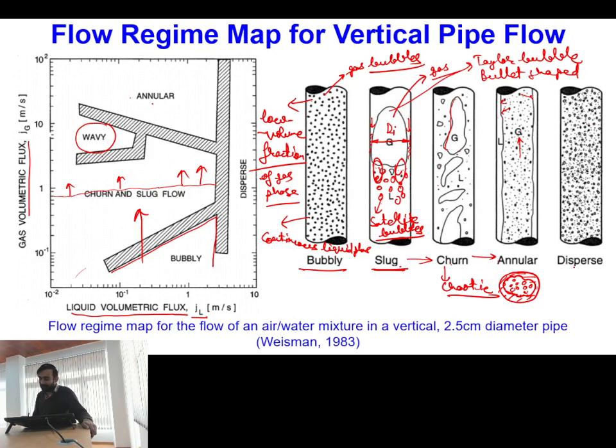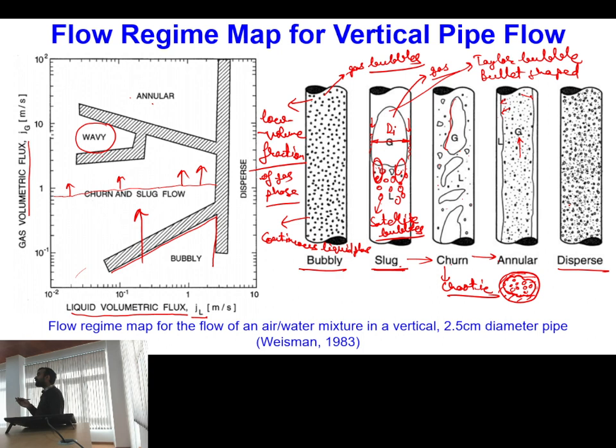And then finally we have dispersed flow. In the dispersed regime, we have extremely high velocities. Because of these extremely high velocities, almost both the phases can be seen intermingled in a very chaotic way with each other, and that's why we will find here two types of dots.